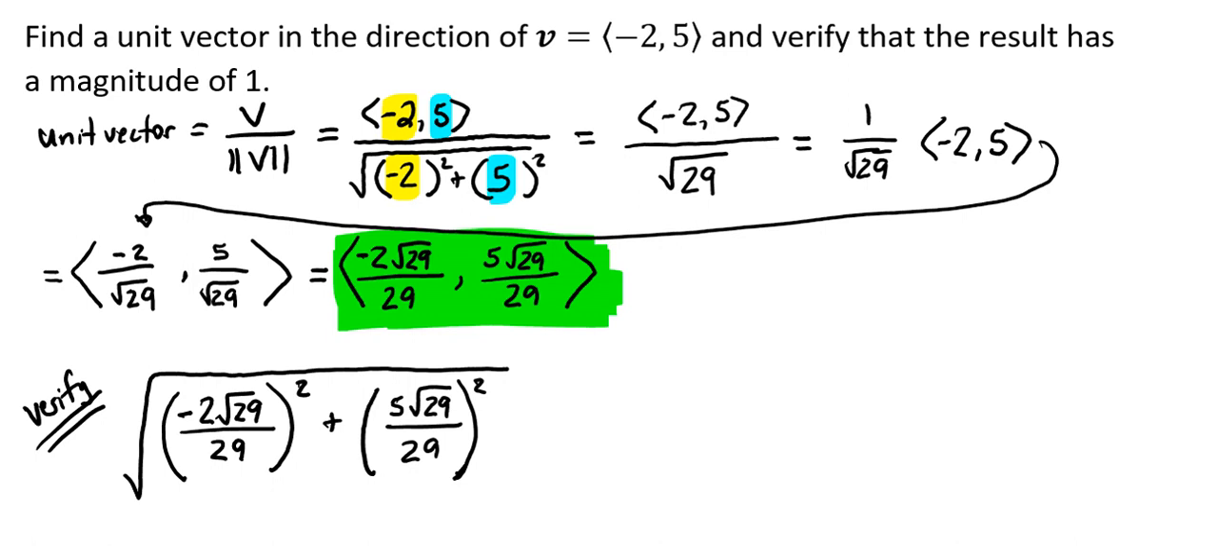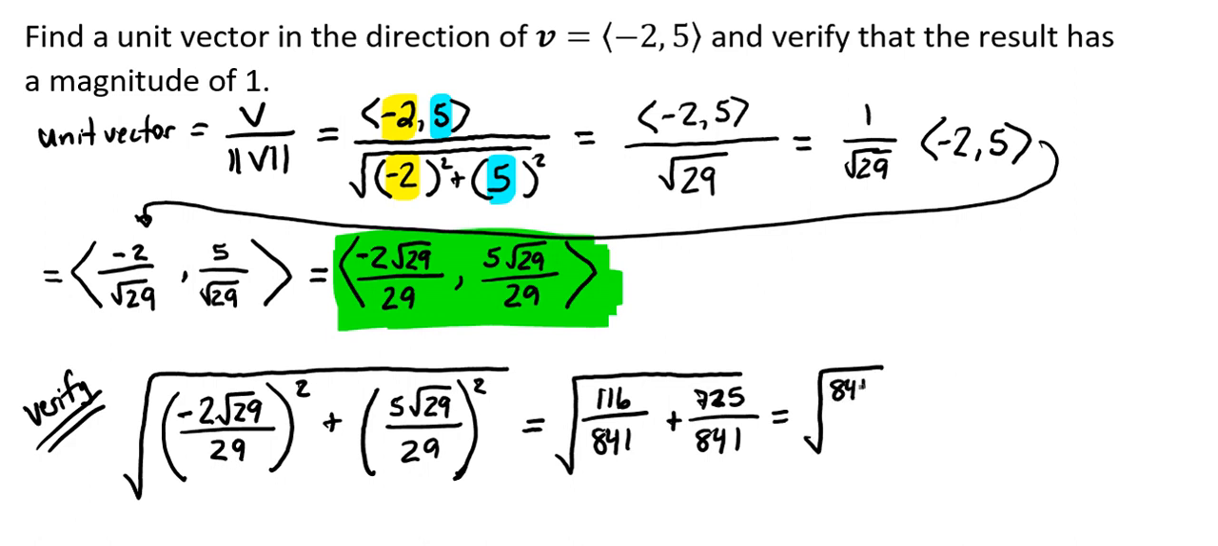But let's do it piece by piece just so that we can see what that looks like, right? So if we do it piece by piece, we see that we're going to have 116 divided by 841, and we're going to add that together with 725 divided by 841. And if we take 116 and add 725 to it, we get 841. And so we end up with the square root of 841 over 841, which is the square root of 1, which is 1. Thus we've verified that we have a magnitude of 1, and so we have finished our problem.